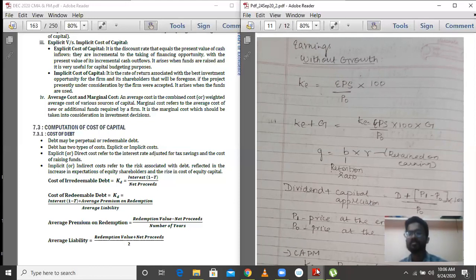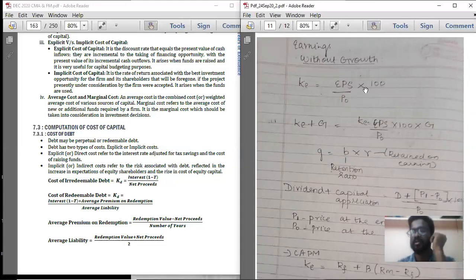Below that, KE, cost of equity, is equal to EPS, that is earnings per share, divided by PO. PO can be recorded as MP also. PO is nothing but the current market price, or the market price at the beginning of the year. When you are calculating using EPS, you should take the current market price per share. You can calculate as EPS divided by MV into 100 or EPS divided by PO into 100. Both are correct. So cost of equity is EPS divided by PO into 100. That is without growth. With growth means within bracket EPS divided by PO into 100, plus G.